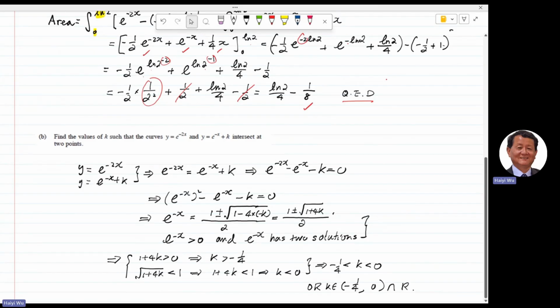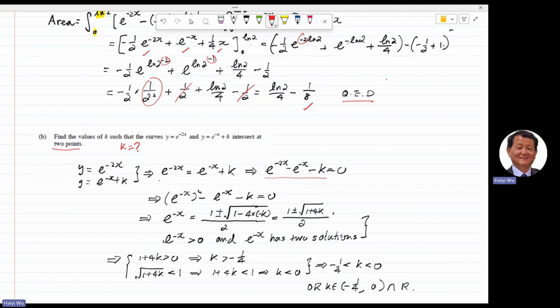Next one, we're going to solve for k. What are the k values? This is plural, so it means more than 1. So these two curves intersect at 2 points. Let's put them together, because intersection means that those two equations should be equal. I'm going to move things around to put it into this format.